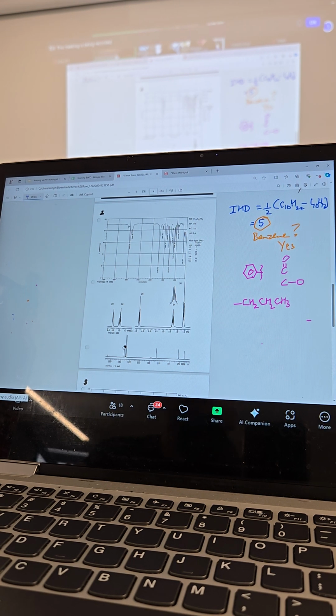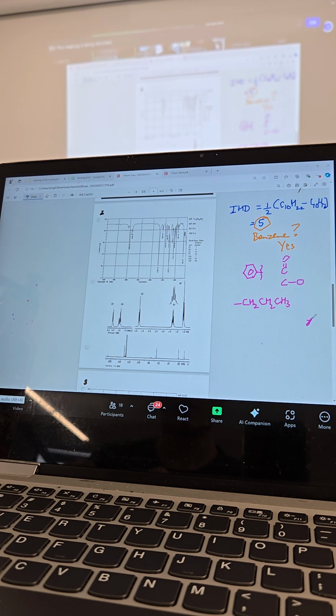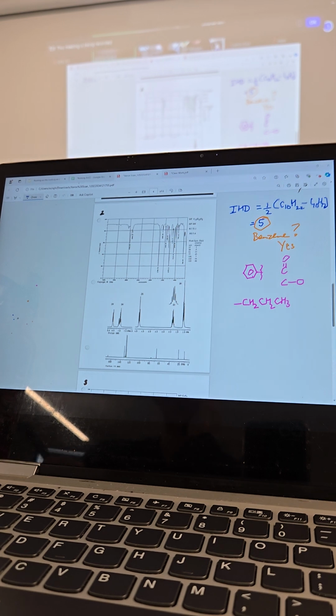Anybody? 9 carbons, 2 oxygens. 11 carbons. But we had only 10 carbons to start with. No, that's a good point. I wanted to actually raise that point. We had only 10 carbons, then how do we have 9 carbons? Is there something we might want to modify here?